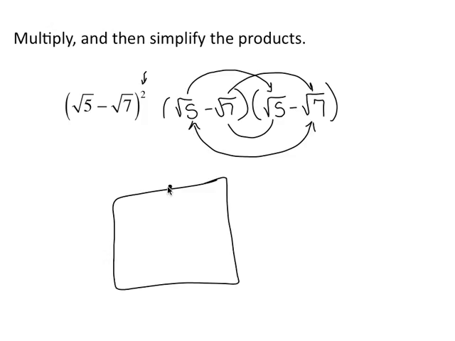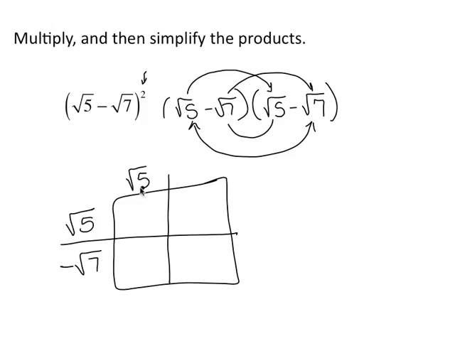Or I like using a box. So I write the square root of 5 minus the square root of 7, and then the square root of 5 minus the square root of 7.